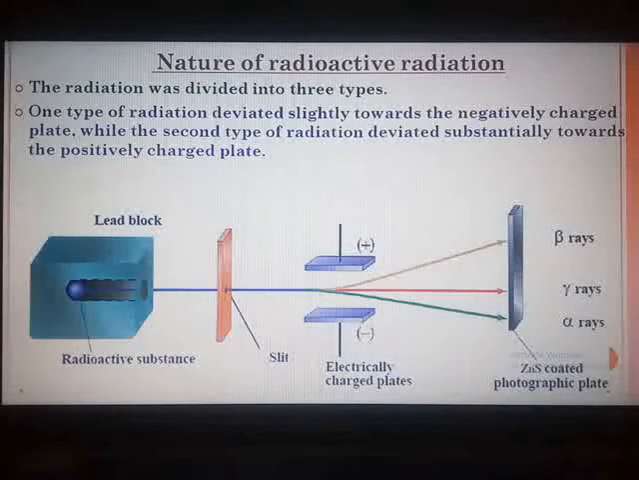Towards the end of the topic, you have come to know that the radiations which are emitted by the radioactive substances are divided into three types. One is the alpha rays, one is the beta rays, and the other is the gamma rays, and it was successfully found towards the end of the experiment, which was done by Rutherford and Willard.